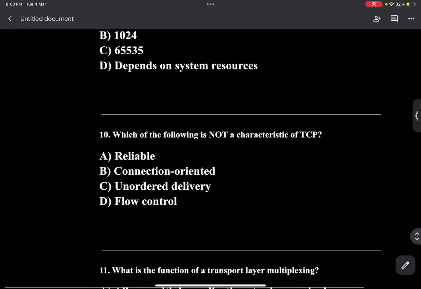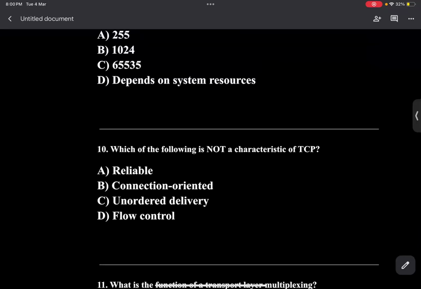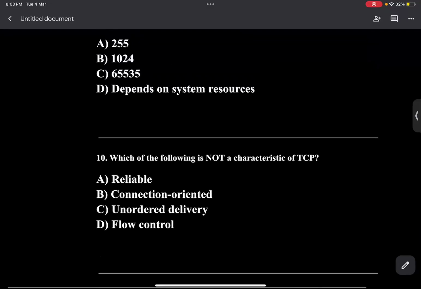Which of the following is not a characteristic of TCP? Now only someone mentioned. Absolutely correct. Unordered delivery. That's the MCQs, and we'll try to complete the socket thing, programming and everything, in the next class.